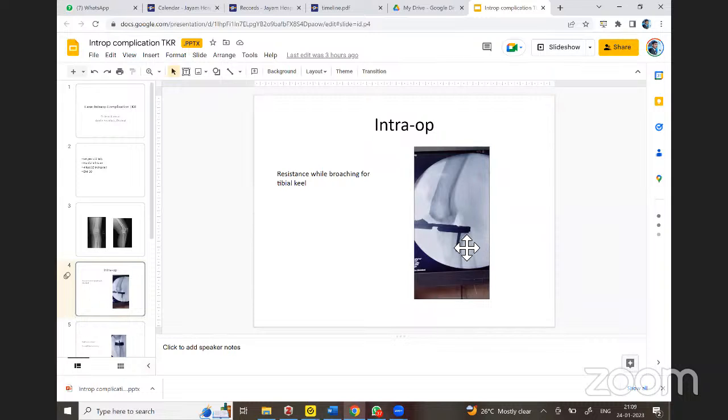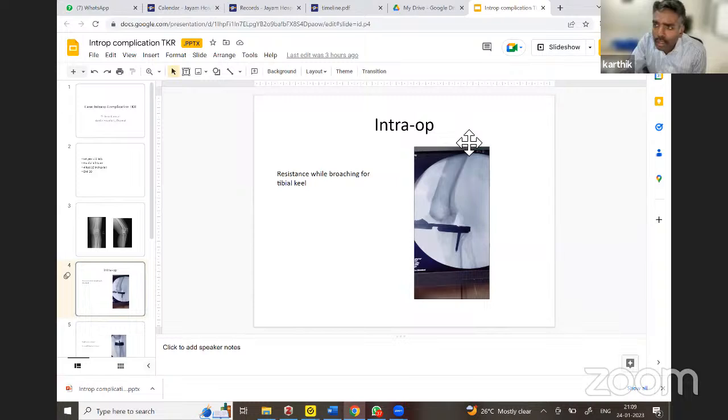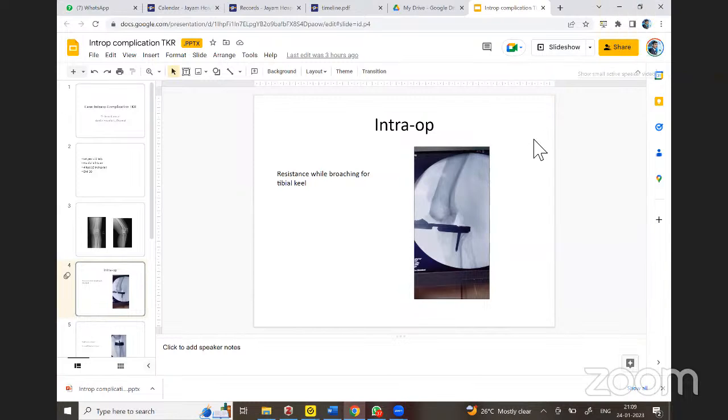So what would you do at this point? We'll take a couple of opinions. Yeah, Karthik. Arun, sorry, I just missed you for a sec. Yeah, I was just saying, everything was done. Femoral cuts were done, trials had been done, and then the tibial keel was put. While trying to broach for the tibial keel, the keel was hitting against the anterior cortex, and it was not going. And this was the smallest tibia, a size one tibia of Genesis, that was what we were using.